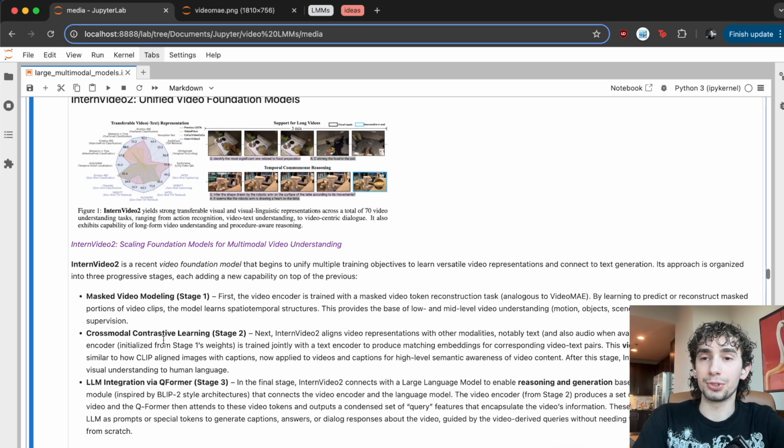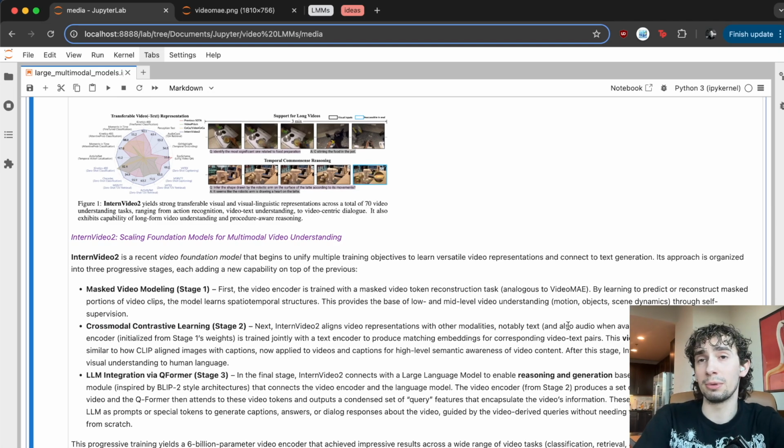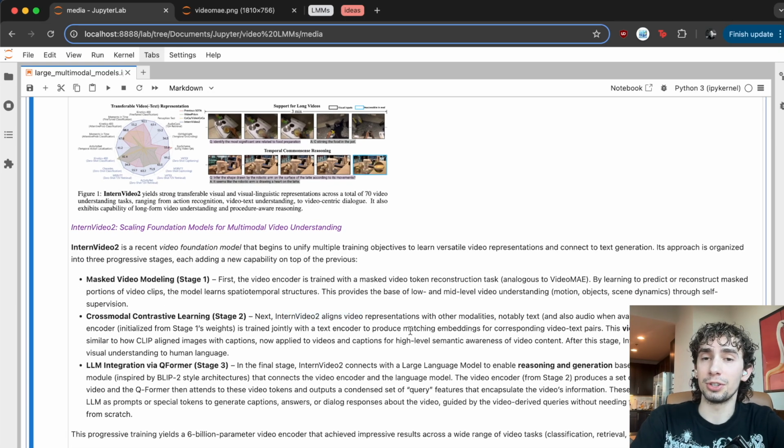This is then bolstered through some cross-modal contrastive learning. So very similar to how the contrastive language image pre-training model, or the CLIP model, was created, InternVideo2 aligns these video representations with text and also audio, but we'll get into audio a little bit later. And what it does is it takes the video encoder, which is first trained in stage 1, and uses the contrastive learning with video and text pairs to align its encoding with text.